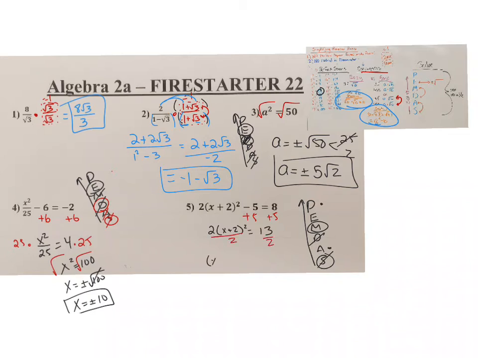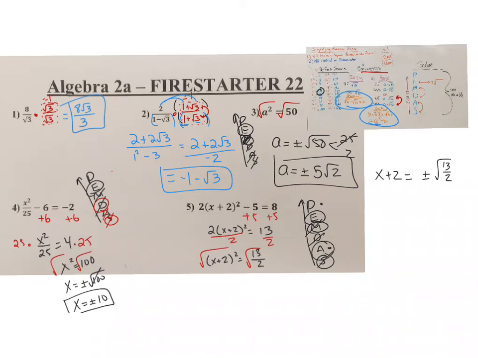Now remember, we cannot continue to discriminate against fractions forever. We are going to leave 13 halves over 13 halves. I'm not going to write 6.5. I'm just going to leave it as a fraction. That's totally okay. Multiplication is gone. The addition is still in the parentheses, so I'm not able to get rid of it, so I have to get rid of the exponents, and that's why I square root both sides. So I end up with x plus 2 equals plus or minus the square root of 13 over 2.